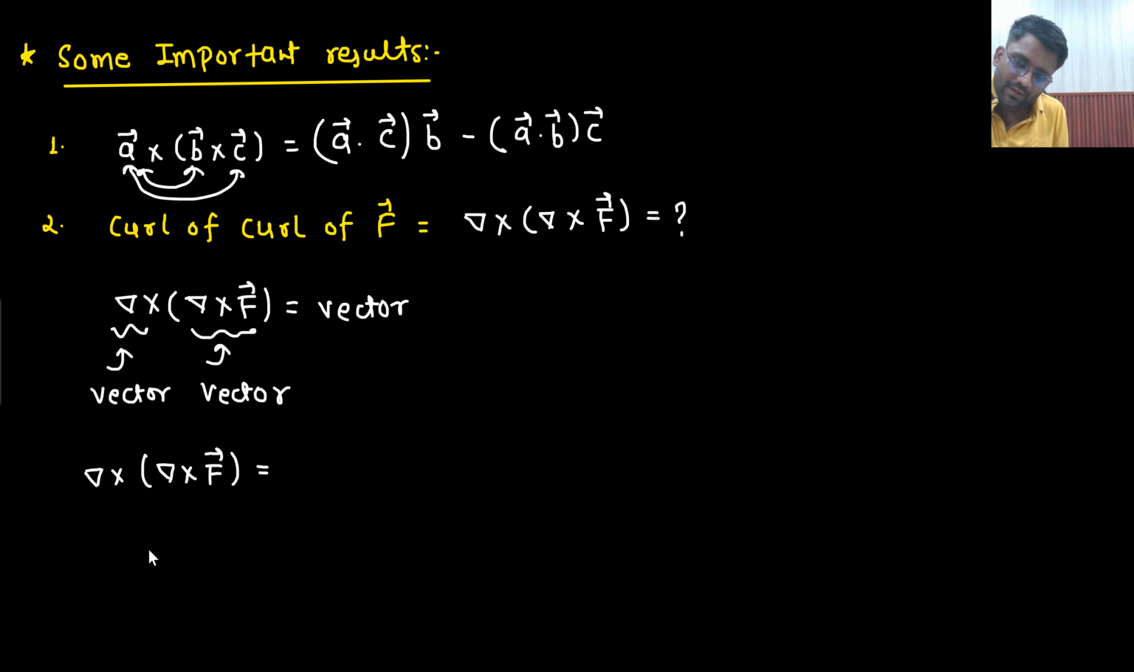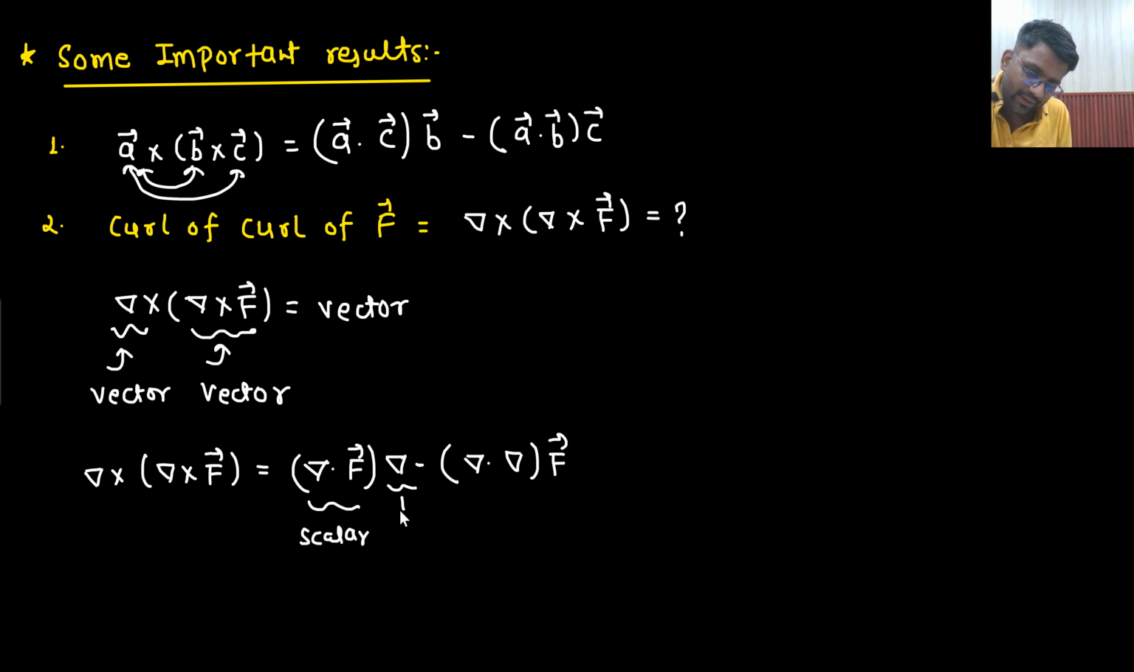What will I be getting? First of all, this del will go and talk to this F only. So del dot F, then multiply with this del. Minus. Then this del will go and talk to this del only, del dot del, and then simply multiply with F. Is it a valid operation? So del dot F will give me a scalar quantity. And then, sir, this is an operator.